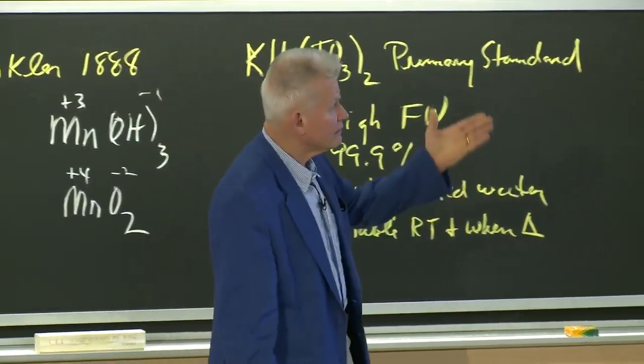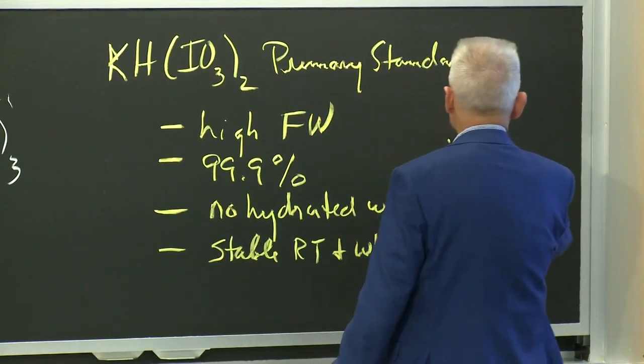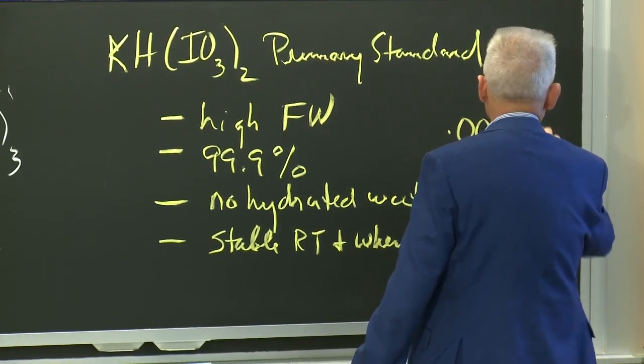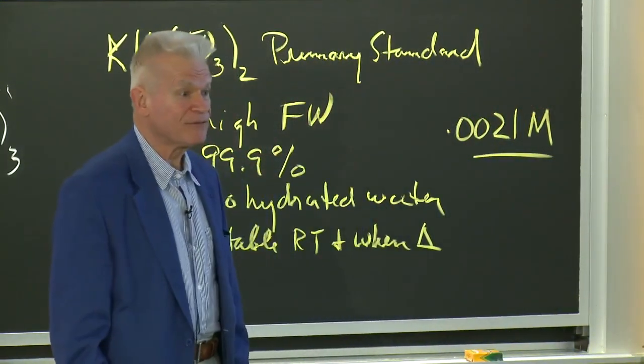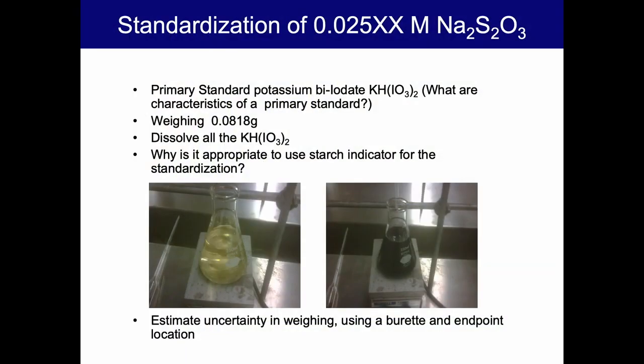But what you're going to do is you're going to weigh out 0.0818 grams of this. And if you divide by the molecular weight of that, you'll get moles. And you're going to make a 100 ml solution. So divide that by 0.1 liters, and you'll get your concentration. You're actually making up something like a 0.0021 molar solution of that standard. And then you're going to use that to standardize your thiosulfate. We're also going to be using starch in this reaction. So why do you think we need to use starch when we're titrating something?